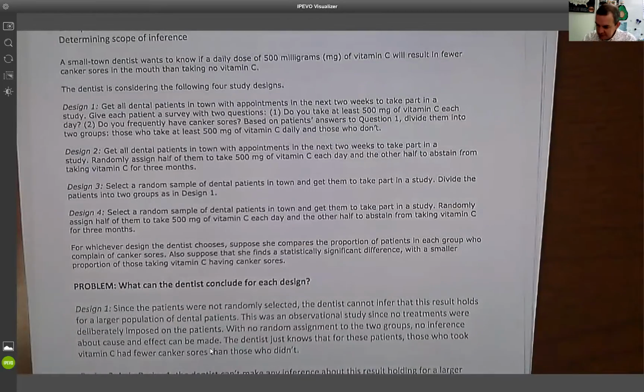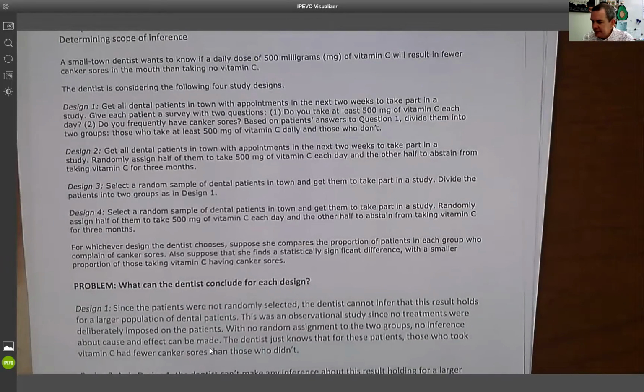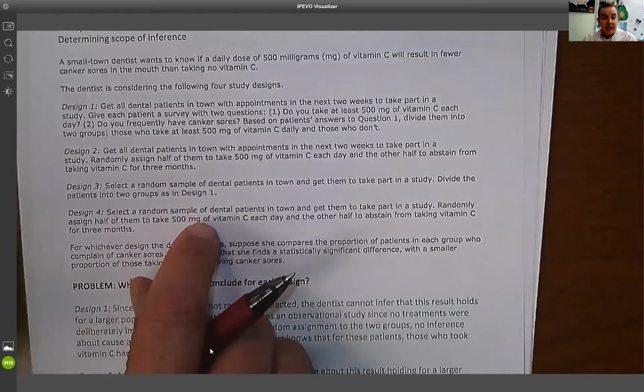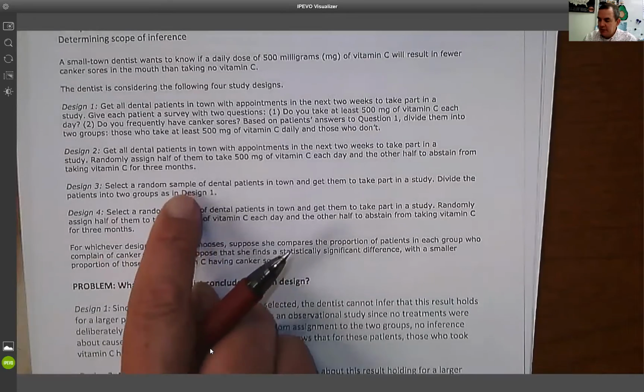Design 3, select a random sample of dental patients in town and get them to take part in a study. Divide the patients into 2 groups as in design 1. So I selected a random sample, but I'm not imposing any treatment. This is our observational study.